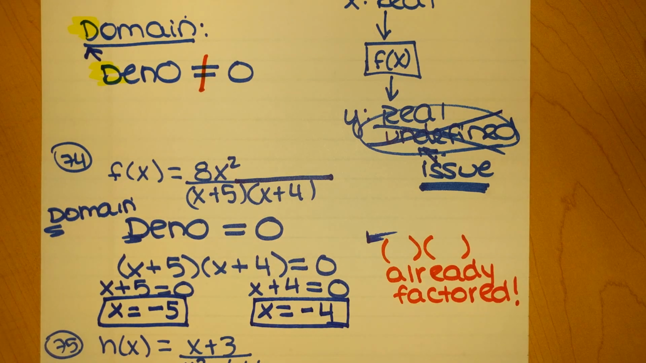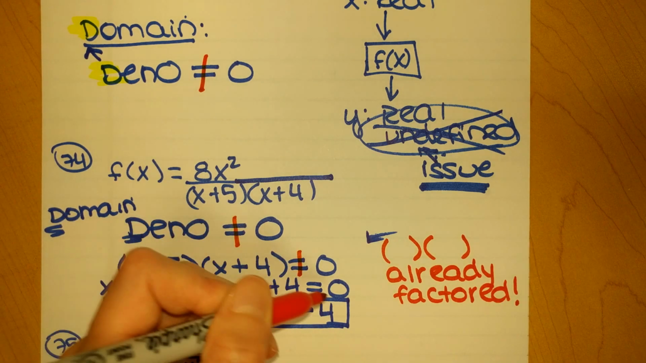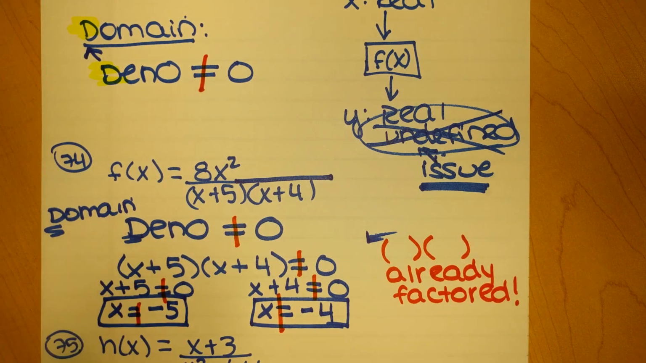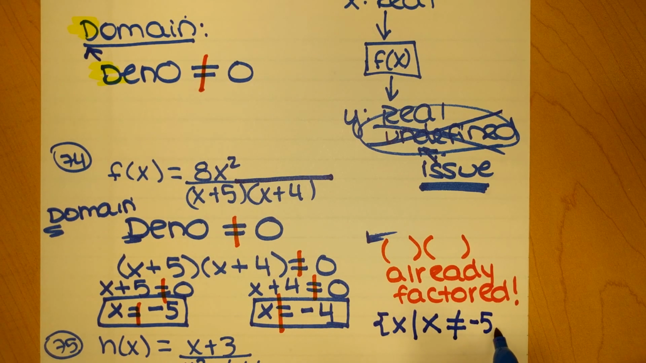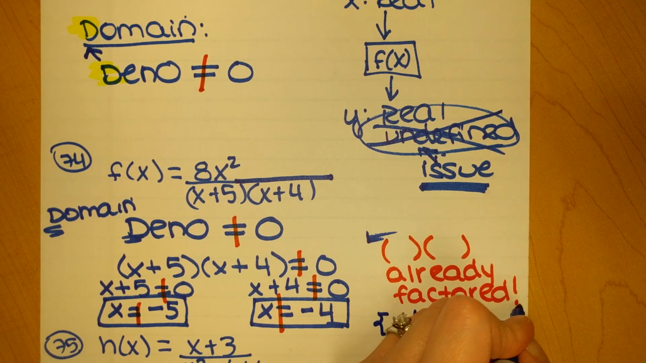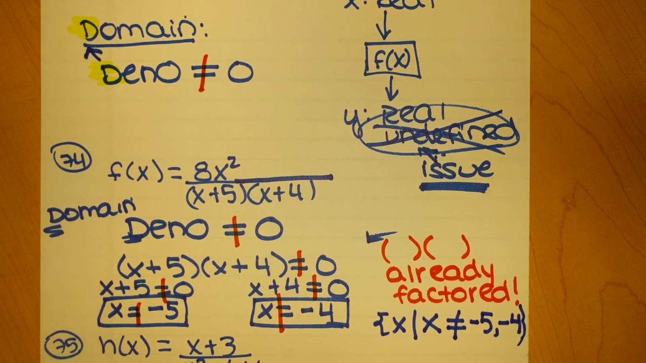Now, if you look at the answer choices, it's pretty abundantly clear from there that you do not want these numbers, but just keep in mind you solve it as if it's an equal to, but then we do not want those numbers, so we would write that our domain is going to be all x values such that x is not equal to -5 and -4. And that would be our final answer for the domain in set builder notation.